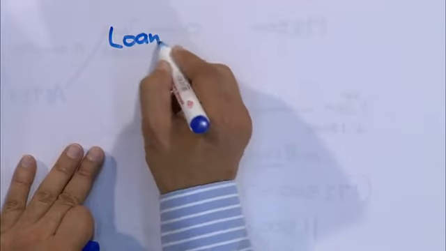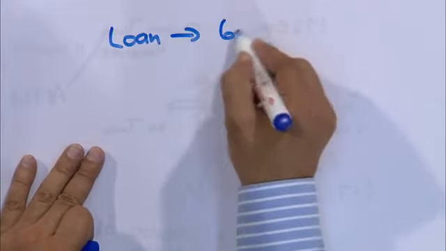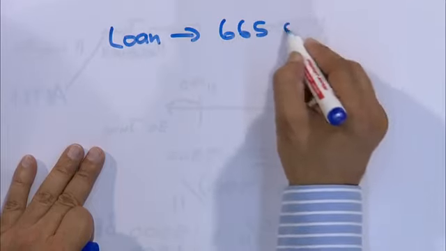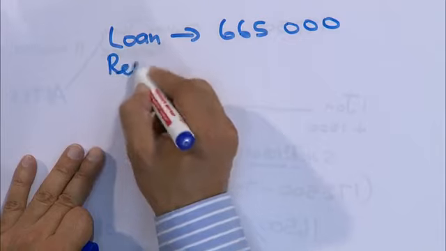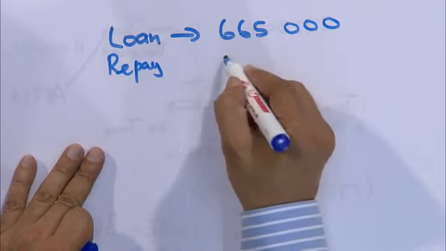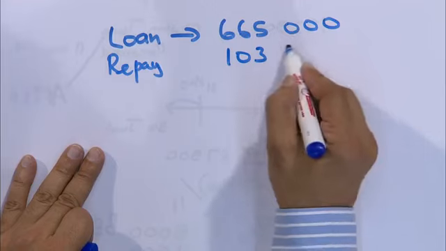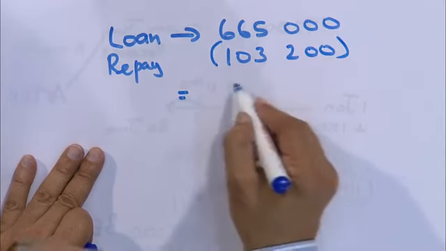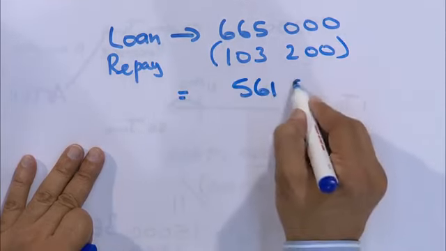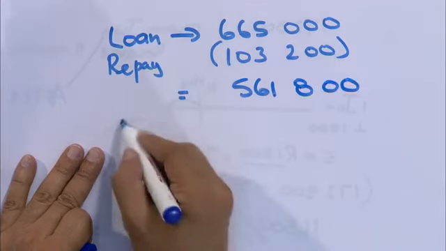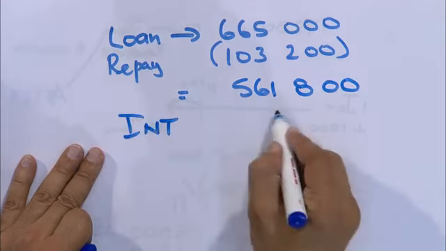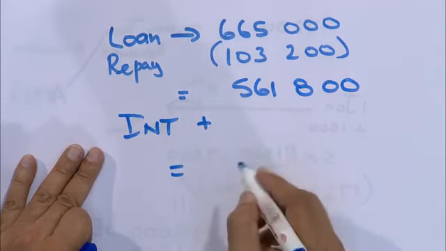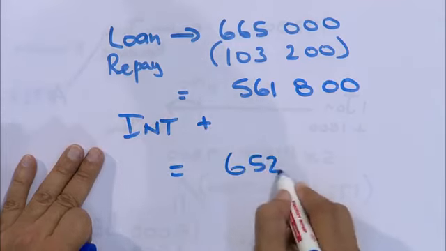Okay, here we go. The loan at the beginning is 665,000. The repayments was 103,200. Put that in brackets. So the answer of this comes to 561,800. Then the interest must still be added, and we got an answer of 652,000.